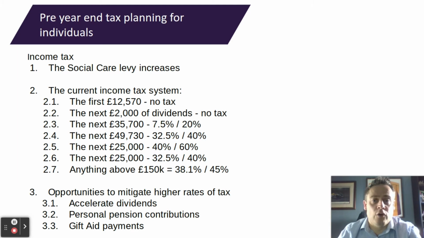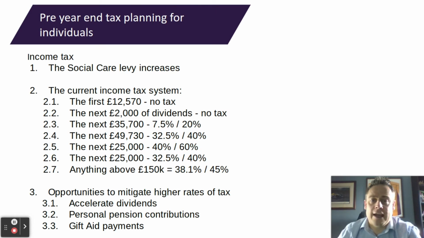Now, the government didn't want small business owners to miss out, and knowing that they often pay themselves a very small salary that doesn't attract any national insurance and take the vast majority of their remuneration as dividends, they've helpfully increased dividend tax rates by 1.25% as well.